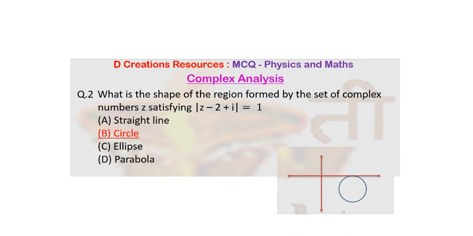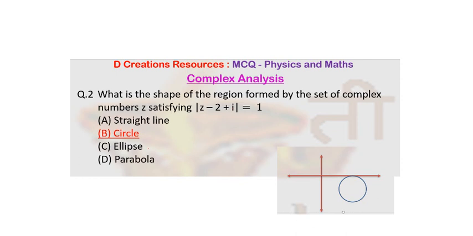Now this also reminds me of another question which may not be MCQ, but it's usually in a descriptive question, where students are asked to sketch a region. Again, it could be a similar region which is formed by this particular set of complex numbers z satisfying mod of z minus 2 plus i is equal to 1. In that case also you will sketch it in the same fashion. Of course, you will write the numbers here as well.